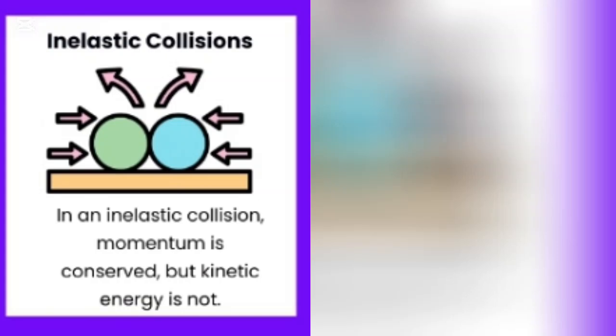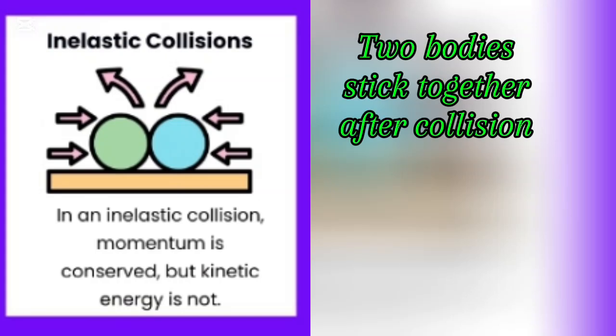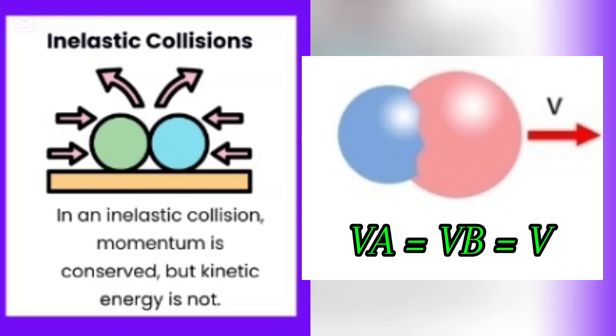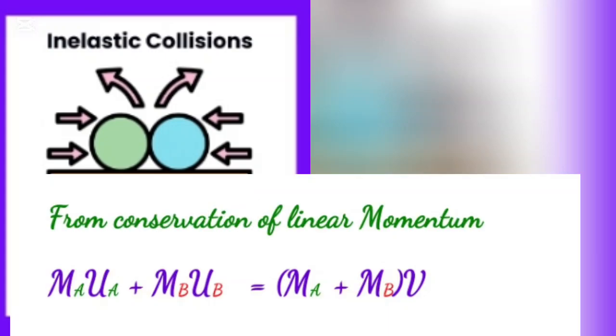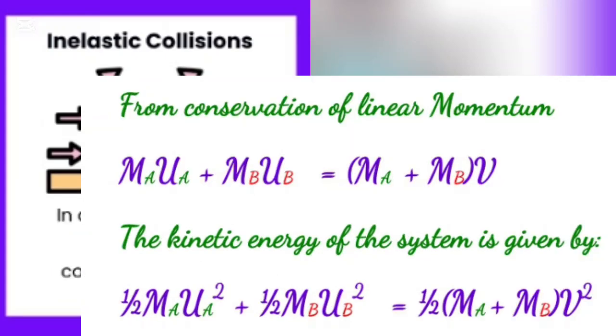This is a special case where the two bodies stick together after impact and move with a common velocity v. That means va is equal to vb, which is equal to v. The conservation of linear momentum equation becomes ma ua plus mb ub is equal to (ma plus mb) v. The energy of the system is given by half ma ua squared plus half mb ub squared is equal to half (ma plus mb) v squared.